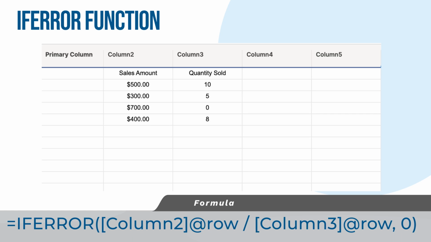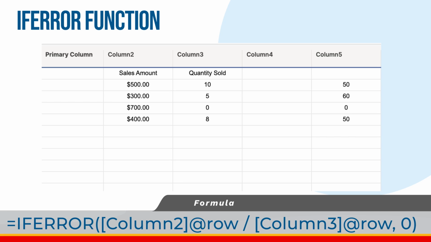Now, we need to add the value we want to display if an error occurs. Let's use 0 as our fallback value. So, we type 0 and close the parentheses. Press Enter and SmartSheet will calculate the average sale price per unit, replacing any errors with 0. Drag the fill handle down from the corner of the cell to apply this formula to the other cells in the column. The complete formula in the cell is displayed on the bottom of the screen.